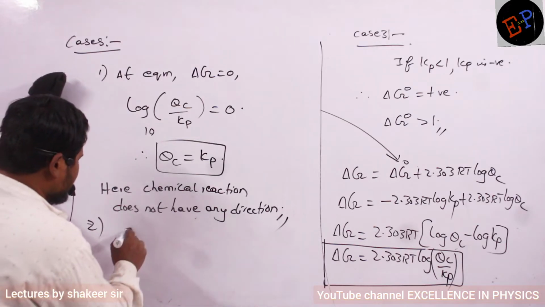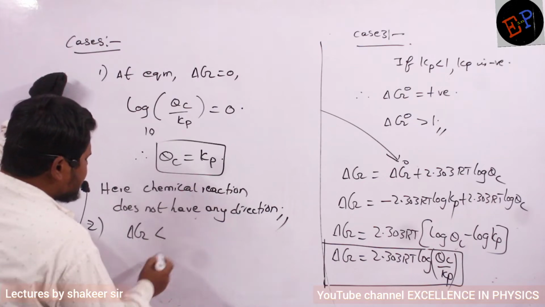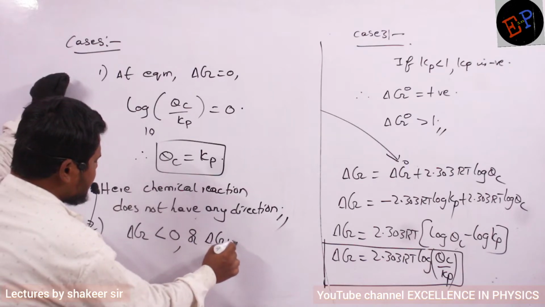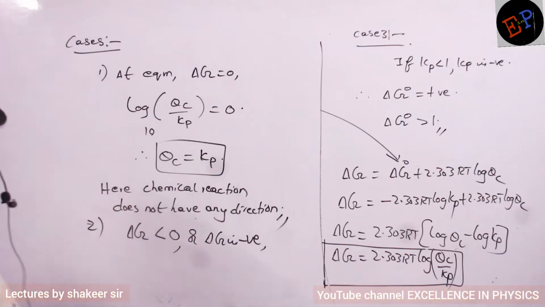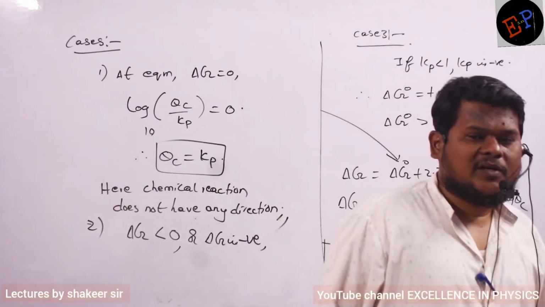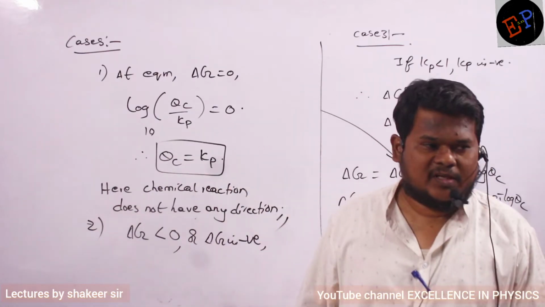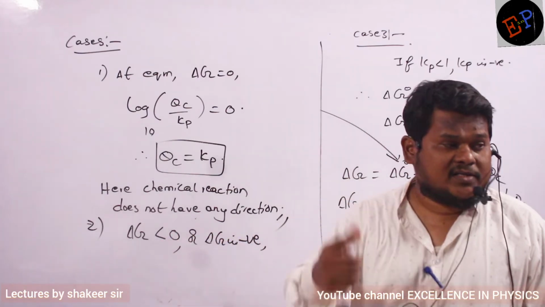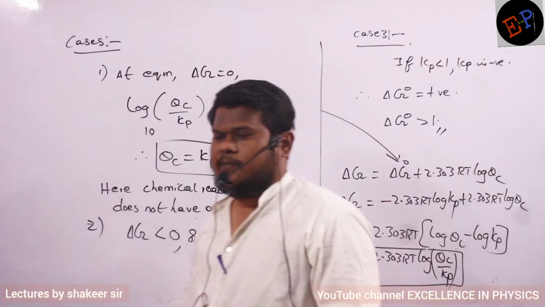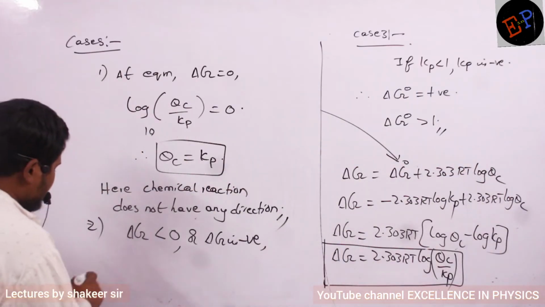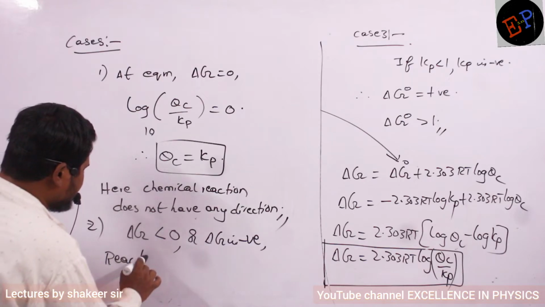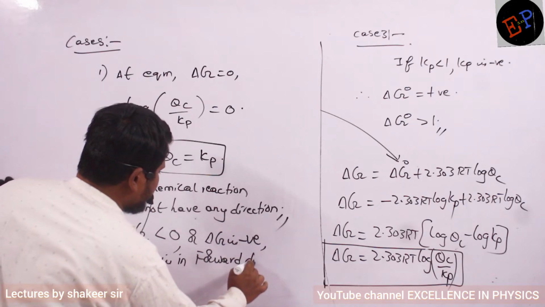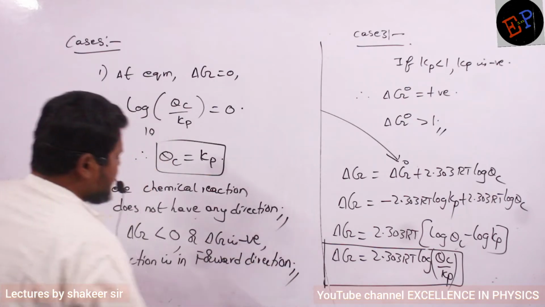Case number 2 is Gibbs free energy less than 0, or you can write when Gibbs free energy is negative. When Gibbs free energy is negative, then the reaction will always be in the forward direction. What is the direction of reaction? Reaction is always in the forward direction. So write down: then we can say the reaction is in the forward direction.